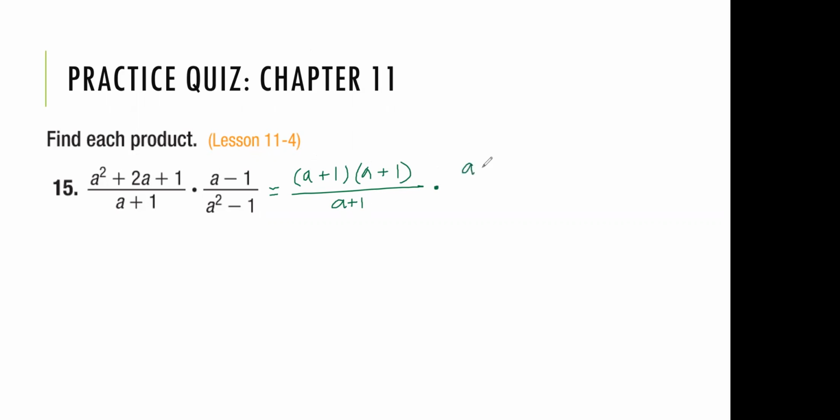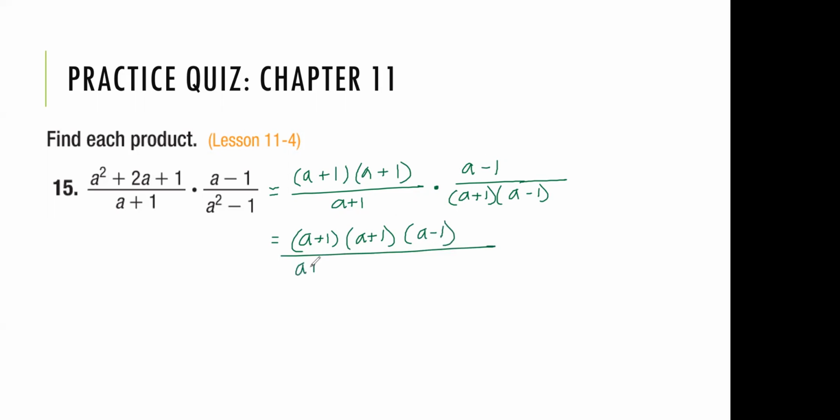And then I have a minus 1 over a squared minus 1, which is a difference of 2 squares. So that's a plus 1 times a minus 1. So if I multiply everything straight across, I have a plus 1 times a plus 1 times a minus 1, and then I have as my denominator a plus 1 times a plus 1 times a minus 1.